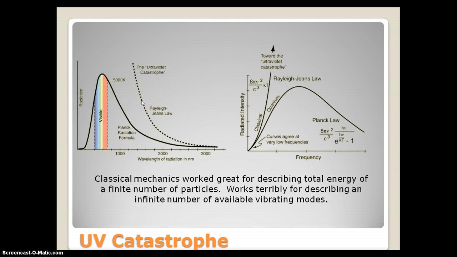So classical mechanics has been working great to describe the total energy of a finite number of particles, but it's been working terribly for describing an infinite number of available vibrating modes. And the picture on the right is just an alternate view of intensity versus frequency rather than versus wavelength.